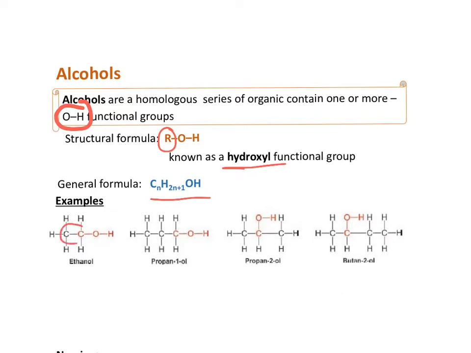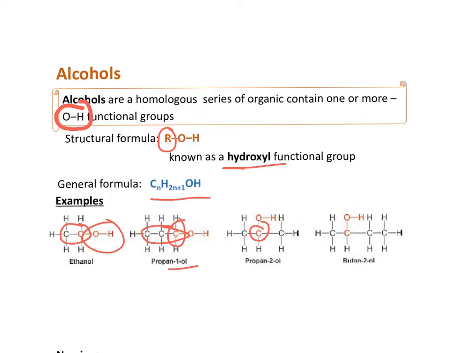The first one is ethanol. Eth because we have two carbons in the longest chain, and OH because we have an OH attached to it. Propanol because we have three in the longest chain. However, it is propan-1-ol because the OH is attached to the first carbon. The next one is propan-2-ol because even though we have three carbons in the longest chain, the OH is on the second carbon. If the OH changes position, then it is a different compound with different properties.